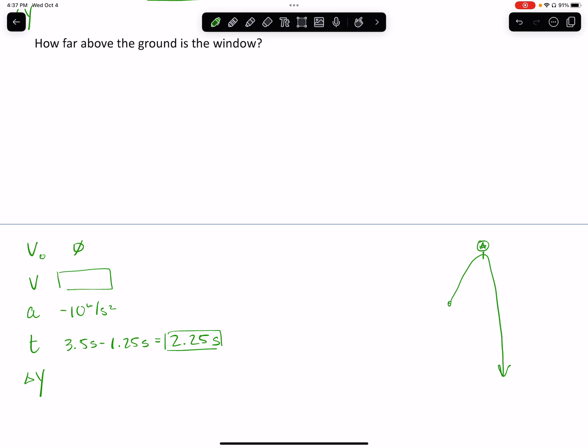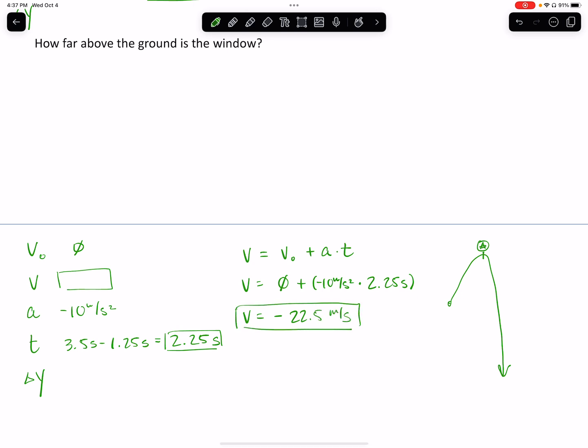Now I have velocity, acceleration and time, so I'm going to use the same formula. Final velocity equals the initial velocity plus acceleration times time. We're going to plug in a 0 this time for the initial, negative 10 meters per second squared times 2.25 seconds. And we get, again, negative 22.5 meters per second. So you can see we got the exact same answer as when we worked it the other way.